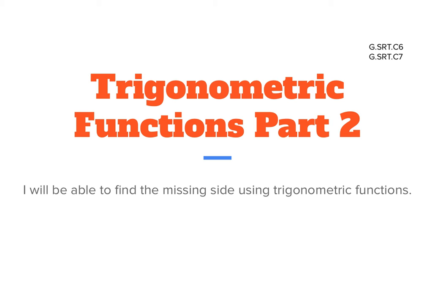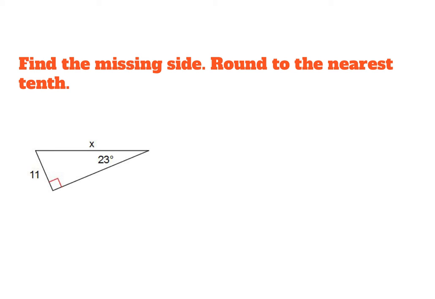Trigonometric Functions Part 2. After watching this video, I will be able to find the missing side using trigonometric functions. In the previous lesson, we dealt with finding the missing angle when given a right triangle. So now we're going to find the missing side. So I still want to see what information is given to me in relation to my angle.